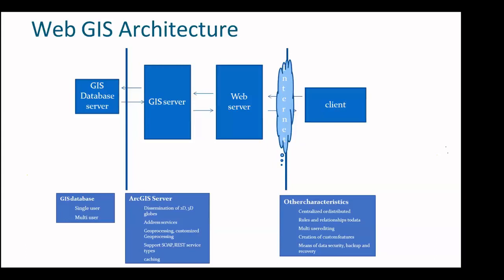Other characteristics are that it is centralized and distributed. You can keep data in one place, or you can pull data from different sources and show it in one browser. There are a lot of rules and relationships we can build, like you can't have a building over the road. With so many rules we can build, we can ensure that while capturing data over the web, people are prevented from making these kinds of errors.